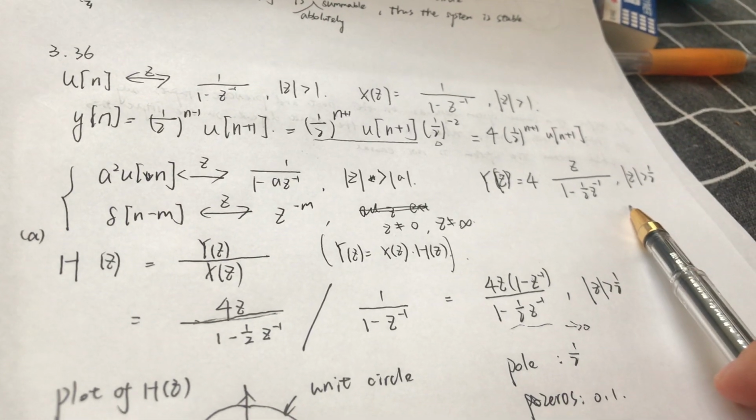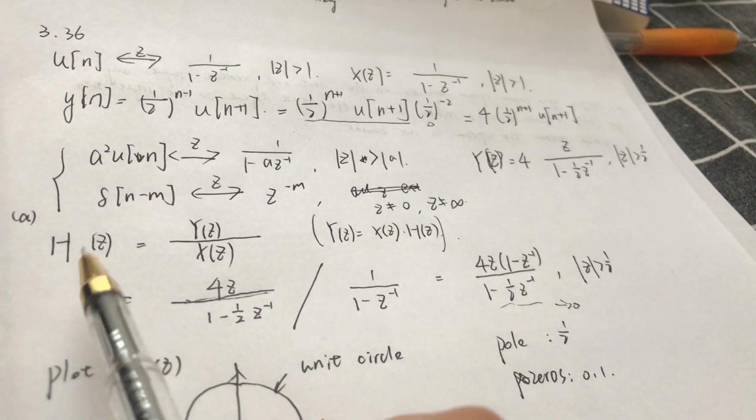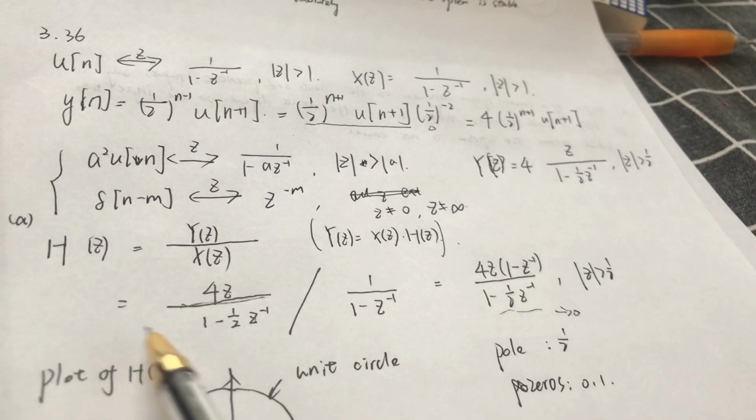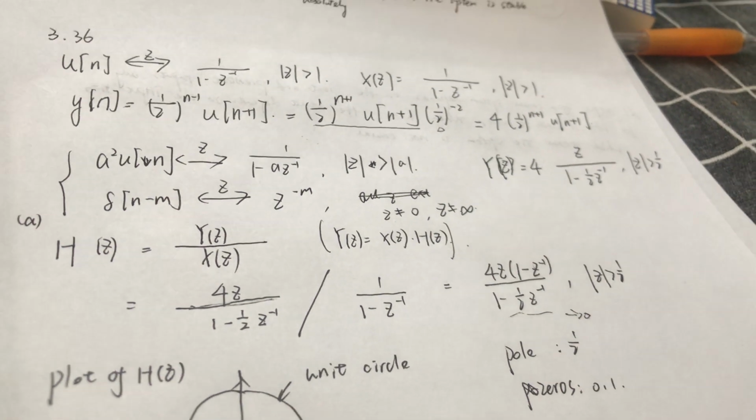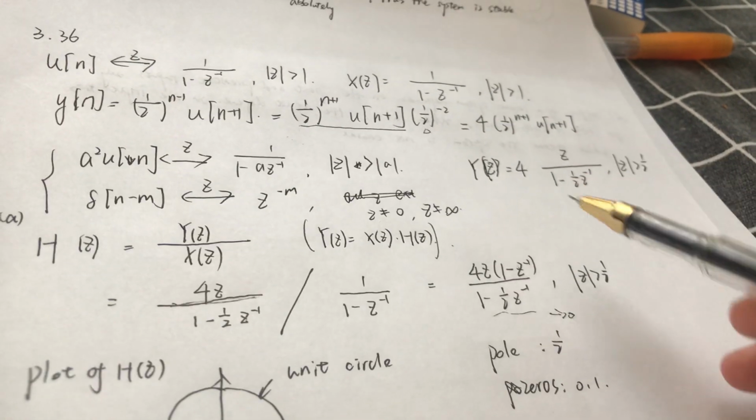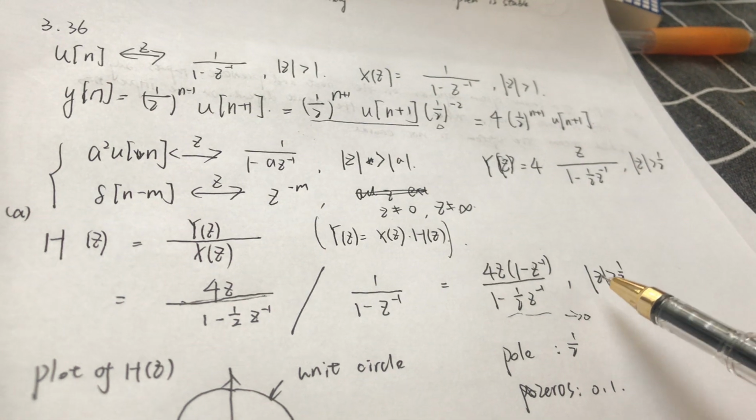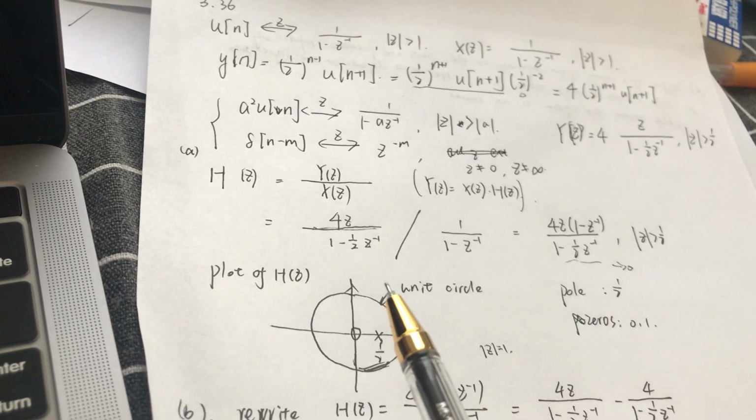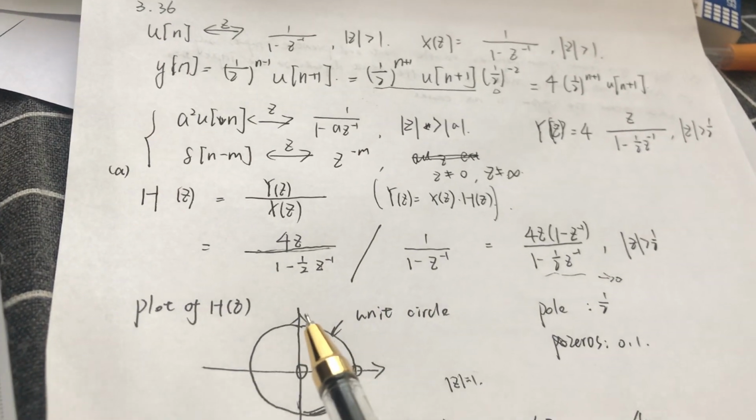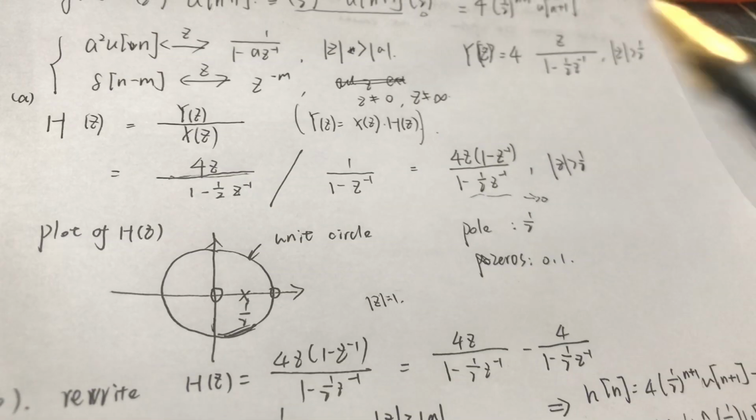So after that, we could easily use this equation to find H(z). And combine those two regions, we get the region of z is bigger than 1/2. So let's plot the diagram of H(z).